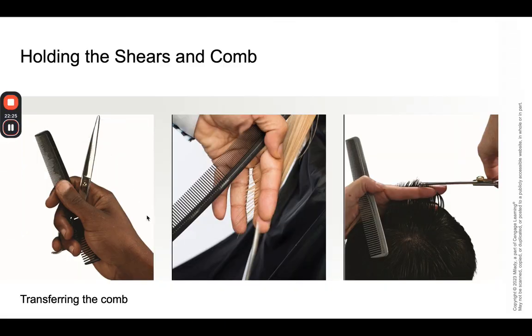As you can see here in the far left picture, that is how you palm your shears. You should be able to hold your comb and the hair. You should be able to flip your comb over to the tighter teeth or the wider teeth of your comb as you palm your shears.